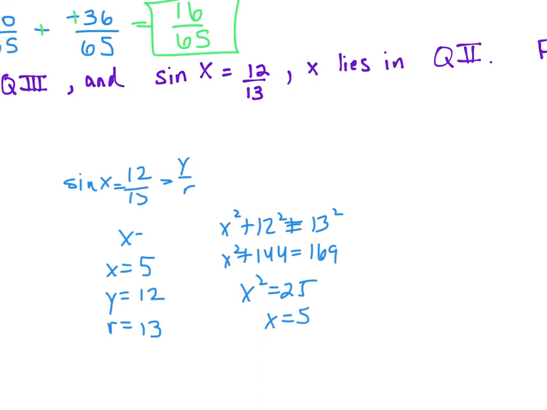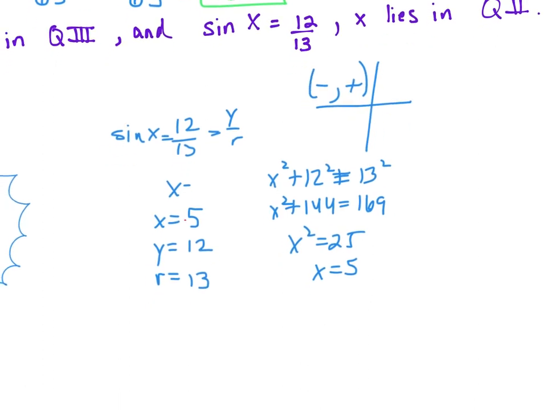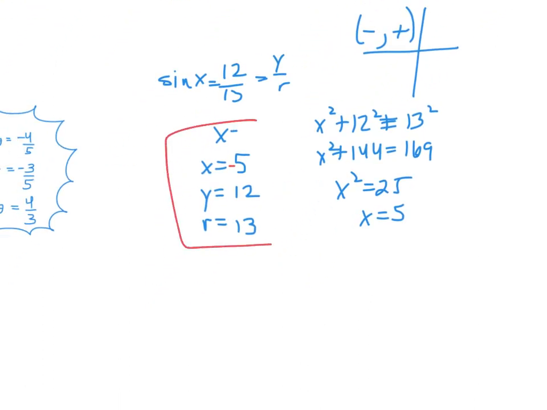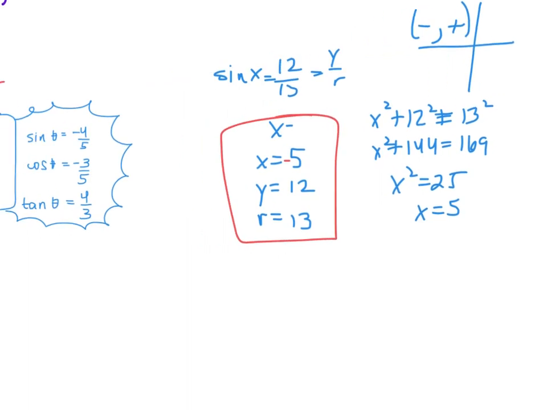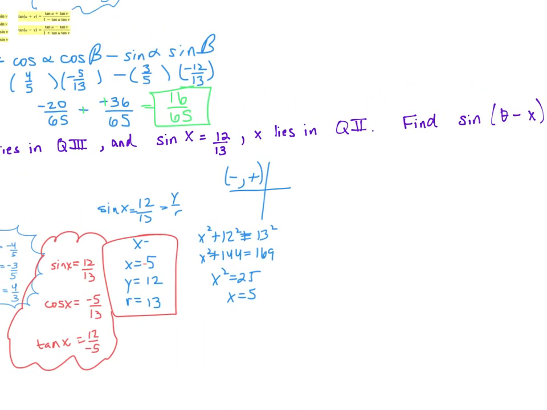So what did they tell me? X is in quadrant 2. So if I'm in quadrant 2, that means my x value is negative, my y value is positive. So this is negative 5. So here's my information about triangle x. I know that the sine of x, y over r, is 12 over 13. I know that the cosine of x is negative 5 over 13. And I know that the tangent of x, y over x, is going to be 12 over negative 5. Again, important information for us.